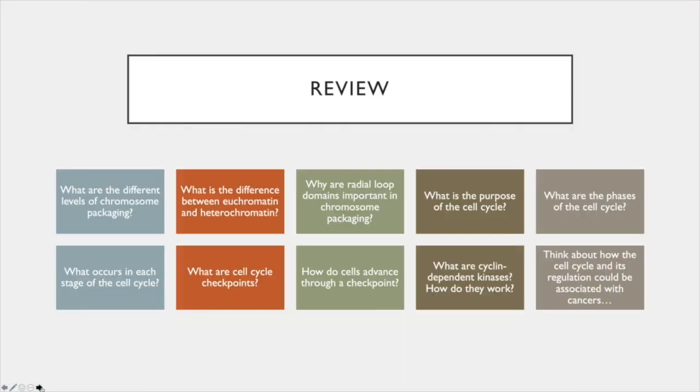Cell growth and division. So there are some things I'd like you to think about from this particular lecture, some questions you should address to prepare for the portion of the exam on cell cycle and chromosome packaging. What are the different levels of chromosome packaging and what's happening in each of those levels? What is the difference between euchromatin and heterochromatin? What are radial loop domains, and why are these radial loop domains important to chromosome packaging?